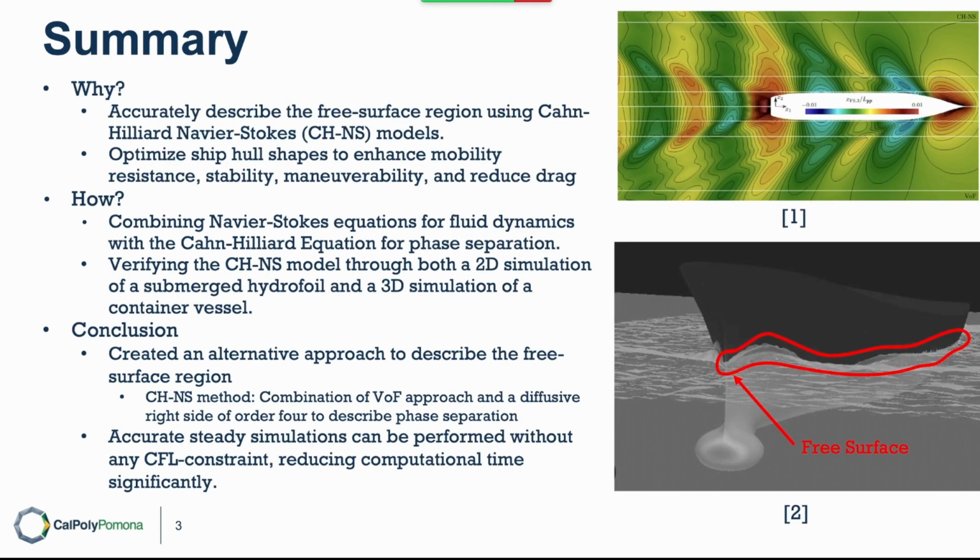So the paper, they attempted to accurately describe the free surface region using the Cahn-Hilliard-Navier-Stokes models in order to optimize ship hull shapes. How did they do this? They combined the Navier-Stokes equations with the Cahn-Hilliard equation for phase separation, and then they verified this combination through a 2D simulation of a submerged hydrofoil and a 3D simulation of a container vessel. In conclusion, they were able to create an alternative approach to describe the free surface region of the ocean, and then they were able to reduce computational time significantly for this method.